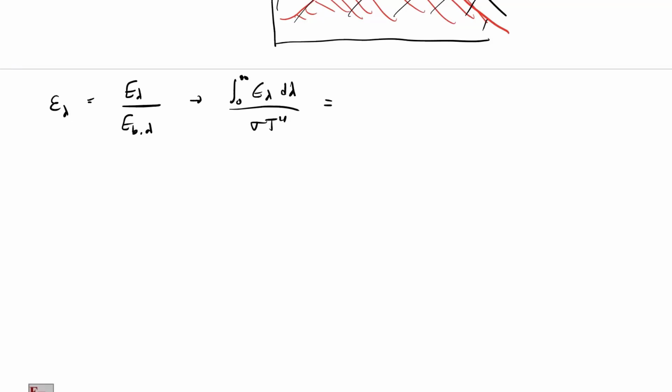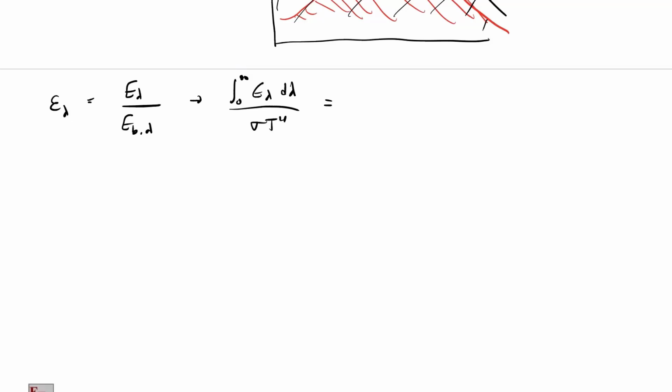So we can do that by saying, okay, I'm going to integrate from 0 to infinity of my spectral hemispherical emissivity, epsilon lambda. Sorry, what did I put there? Sorry, let me pause here. So I'm going to erase this part here. Be a little bit more careful what I'm doing here.